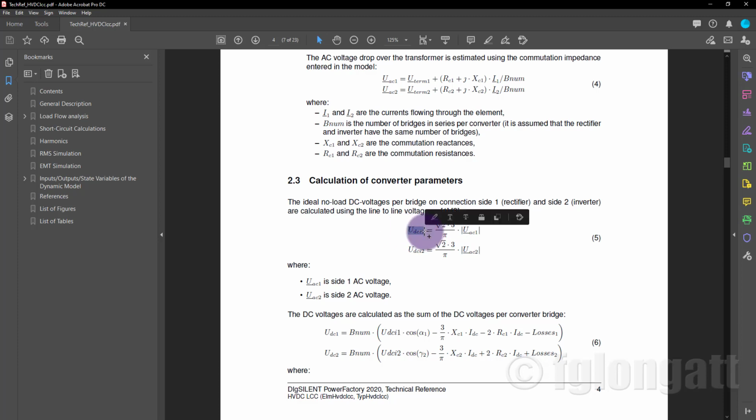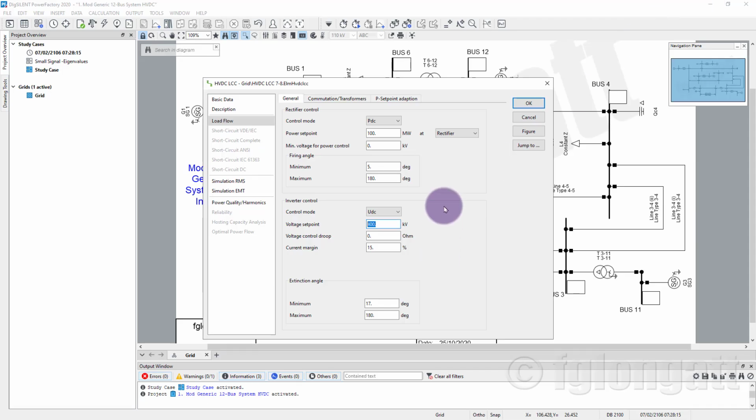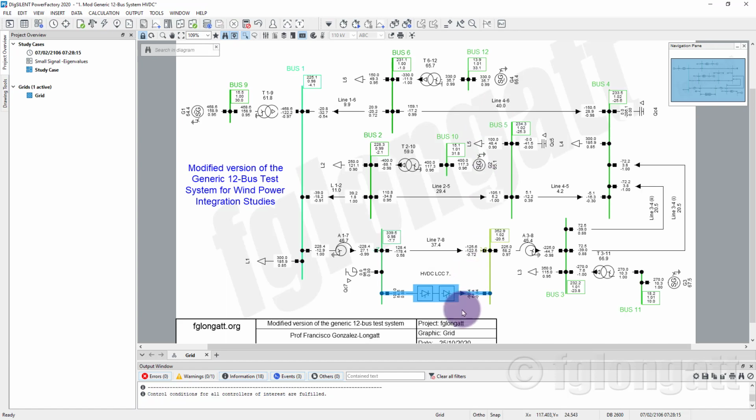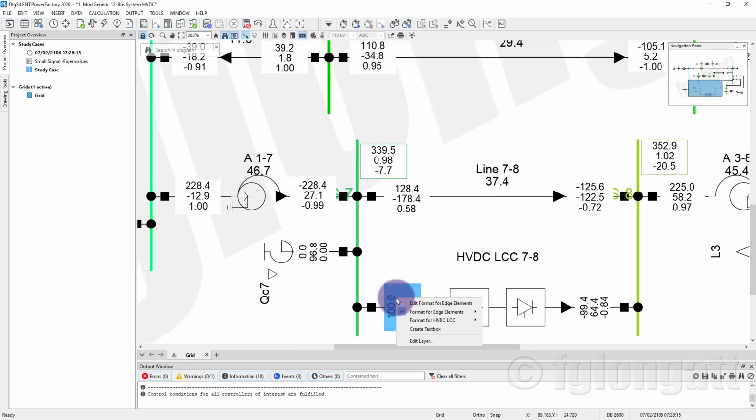If we apply this equation, 3 times the square root of 2 divided by pi, we will obtain a number that is 465.91 kV. For that reason, 400 kV should be doing the job. We keep 400 kV, and right now what I will do is show you the results, okay?